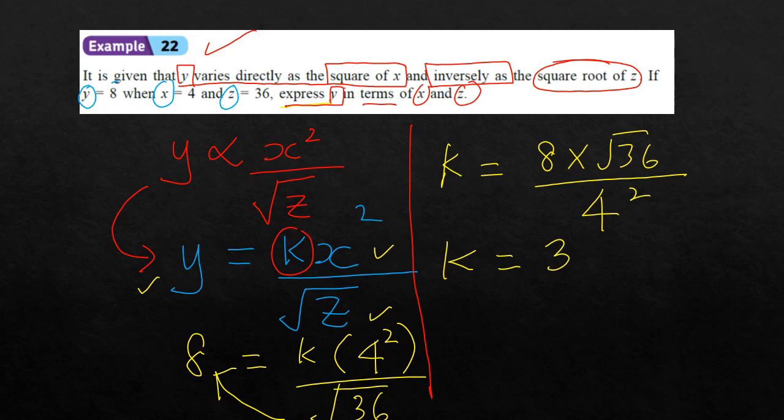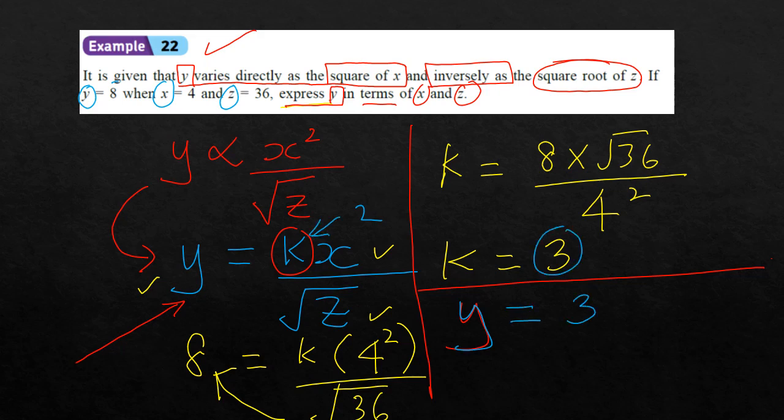Okay. So actually this is the equation that you want to use. So y, you just substitute your k, 3 here, inside here. So 3x square over square root of z. So you have done your job for this one. Express y in the term of x and z.